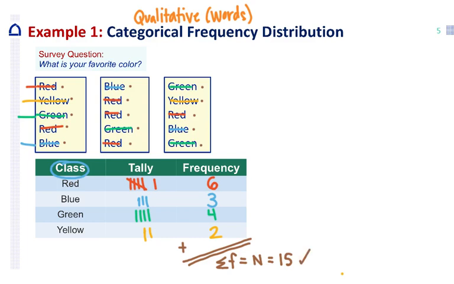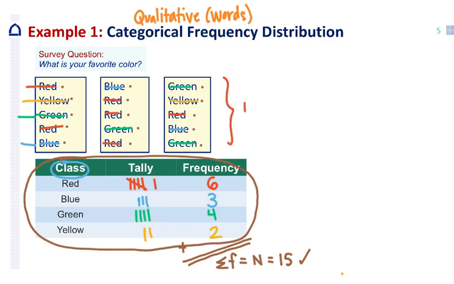And now you can see this categorical frequency distribution, this table. It's a lot easier to draw conclusions than just looking at the unorganized pile of raw data that we were given.